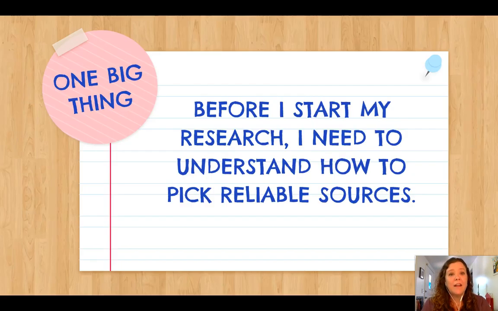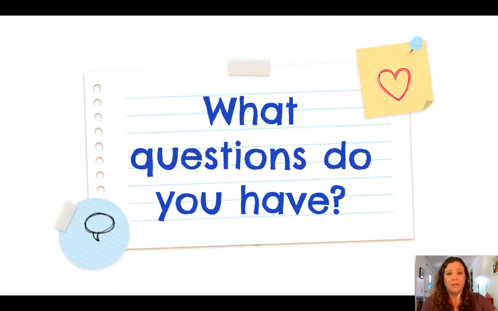Today's one big thing. Before I start my research, I need to understand how to pick reliable sources. I need to check the publisher, the author's experience and education. And if I need help, of course, I can always reach out to my advisory teacher, to Mrs. Williamson, and even Miss Lawrence, the librarian, is a great resource for reliable sources.